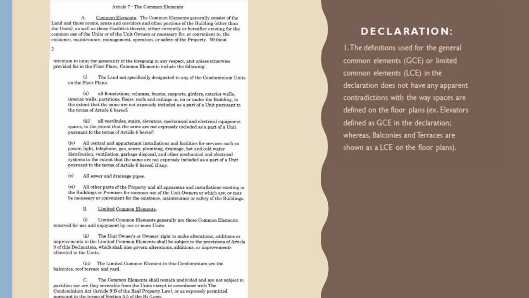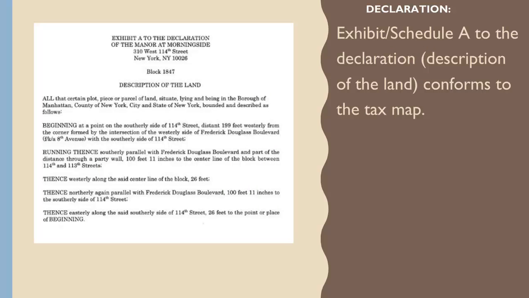Declaration. The definitions used for the general common elements or limited common elements in the declaration do not have any apparent contradictions with the way spaces are defined on the floor plans. Example: elevators defined as general common elements in declarations, whereas balconies and terraces are shown as limited common elements on floor plans. Exhibit: Schedule A to the declaration conforms to the tax map.